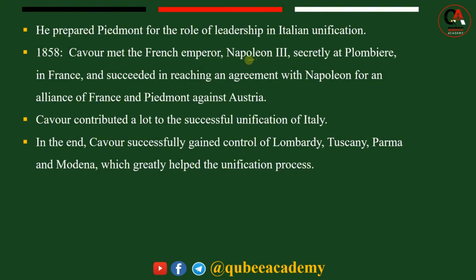He participated on the side of Britain and France in the Crimean War from 1853 up to 1856. In this way, Cavour successfully gained control of Lombardy, Tuscany, Parma and Modena, which greatly helped the unification process. When Austria was defeated, Tuscany, Parma and Modena united with Piedmont in 1858. This was the successful achievement of a person called Cavour around 1858.